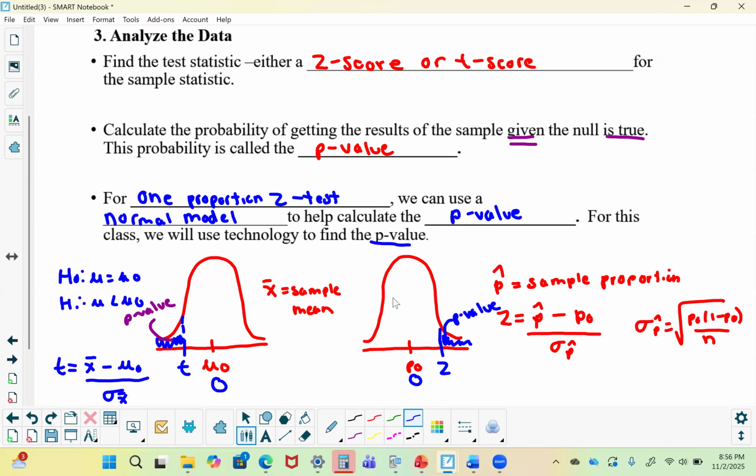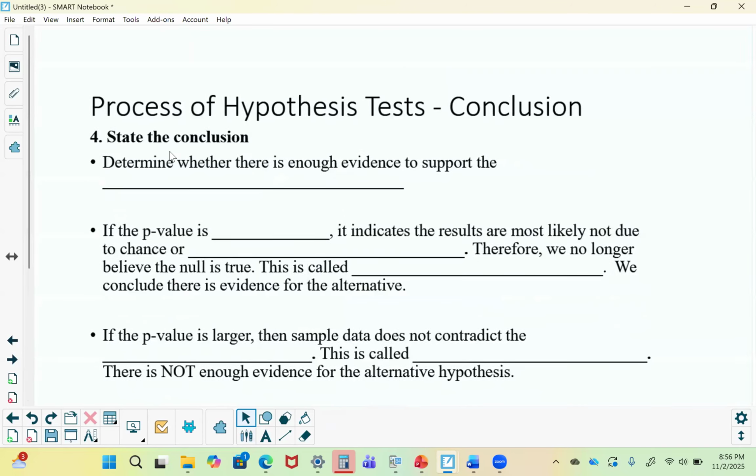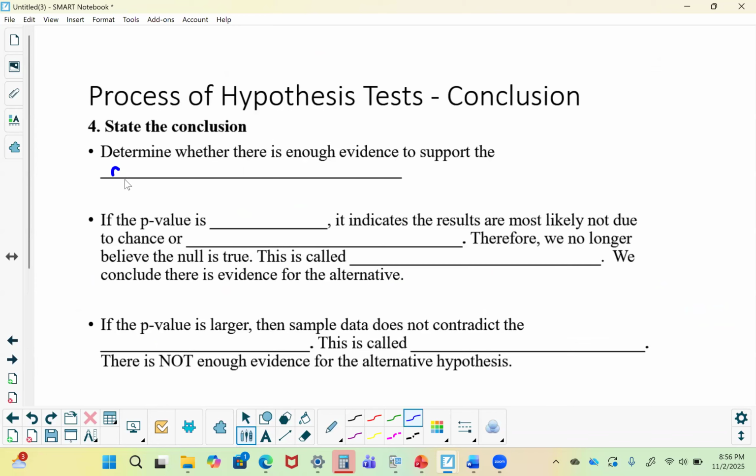So one way to do it would be to draw your normal curve, find your z-score, and then use the normal CDF command to calculate the probability. But there is also just a command in our calculator that will do that all for us, and that's what we will use in this class. So then we state the conclusion. We determine whether there is enough evidence to support the alternative hypothesis. Very similar, again, to a court of law. Do we have enough evidence to say that this person is guilty?